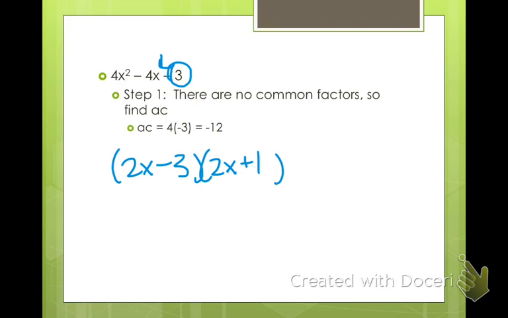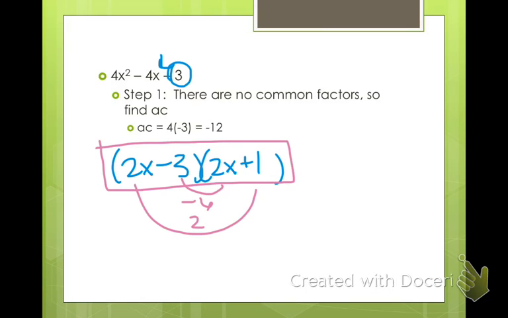If I go ahead and check this, I get negative 6 and I get positive 2, which makes negative 4. So again, we guessed it right on the first time, which is also a super handy feature.